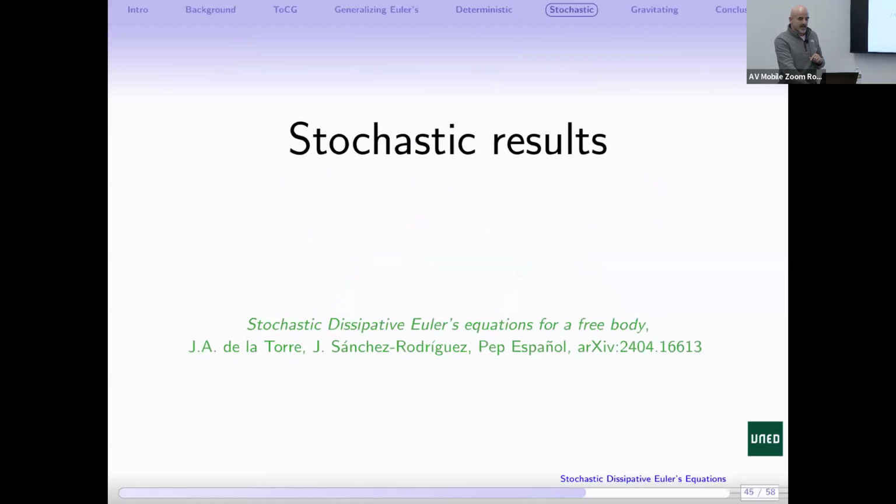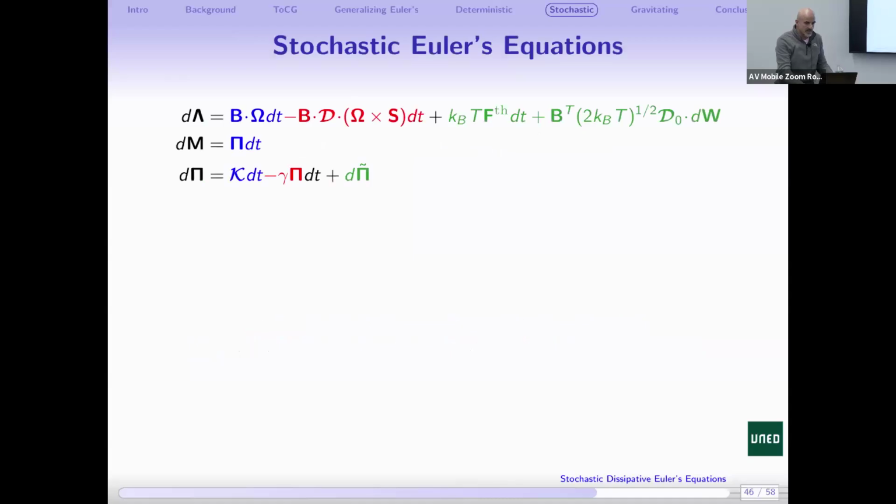Okay, so let's move now to the stochastic results. When the body is very small, thermal fluctuations become important. And remember, these thermal fluctuations are intrinsic. They came because of the motion of the atoms. There is no thermal bath around. These are the equations, the full equations, stochastic differential equations.